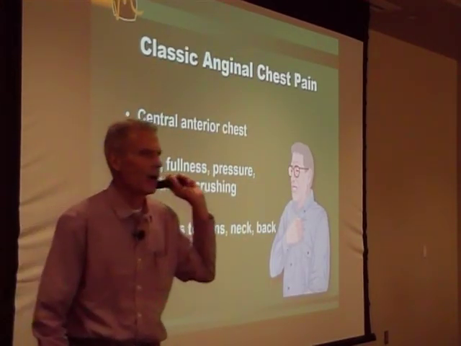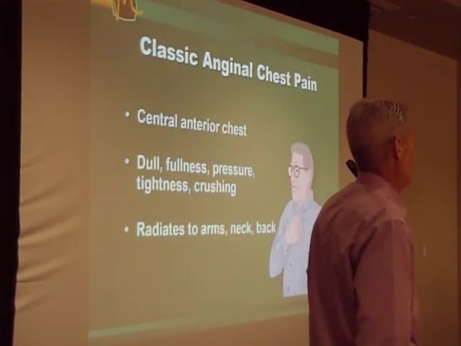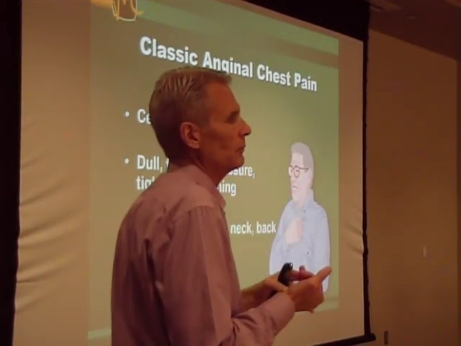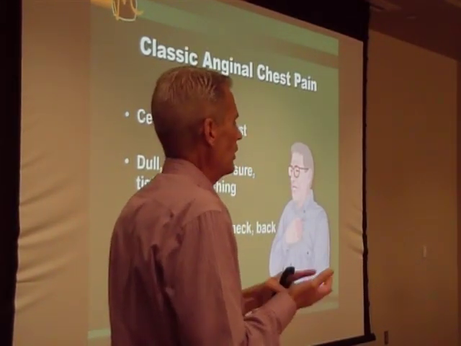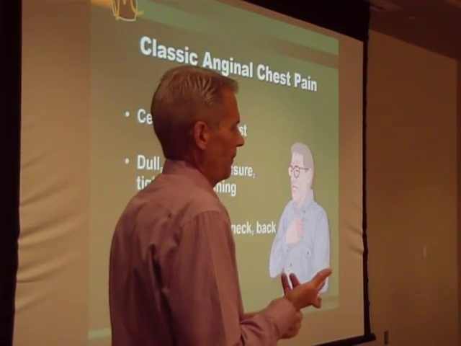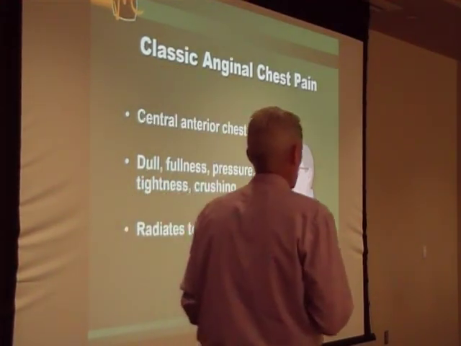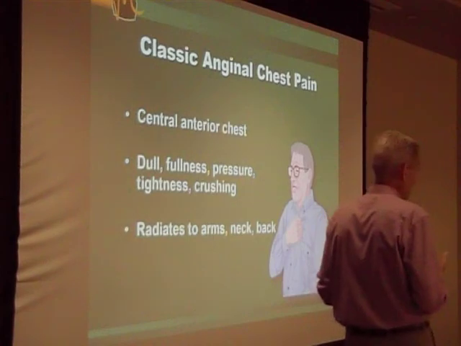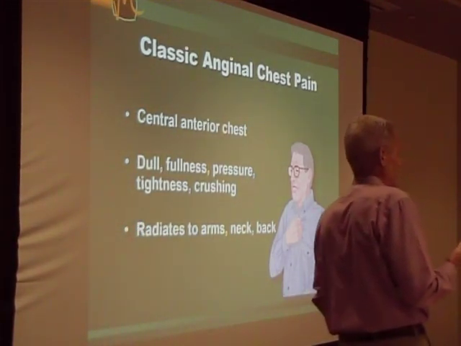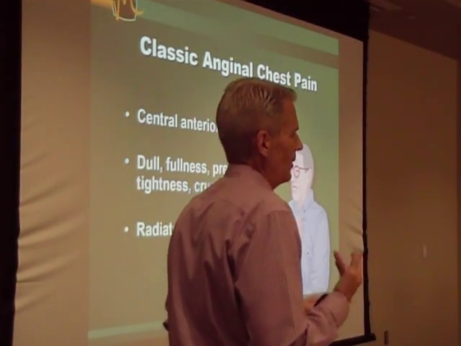Now, you guys already know this. The classic anginal chest pain described as central dull pressure, elephant sitting on my chest, belt across my chest, squeezing of the chest, radiates to the jaw, the shoulder, the left arm, associated with nausea, vomiting. That's a classic presentation. Here's the problem.